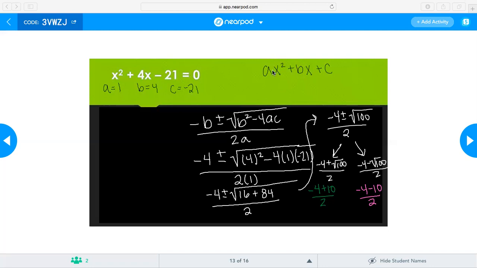No, you're like not even paying attention. Okay. So -4 plus 10 is what? 6, and then divided by 2, 3. And on this one, -4 minus 10 is -14 divided by 2, -7. So my two zeros would be x equals 3 and x equals -7.